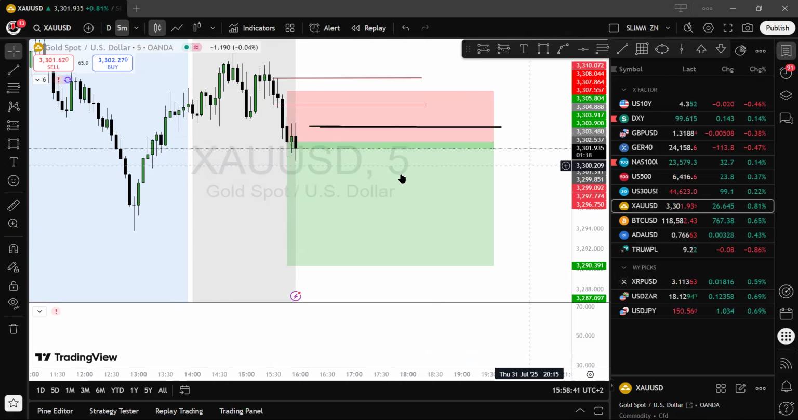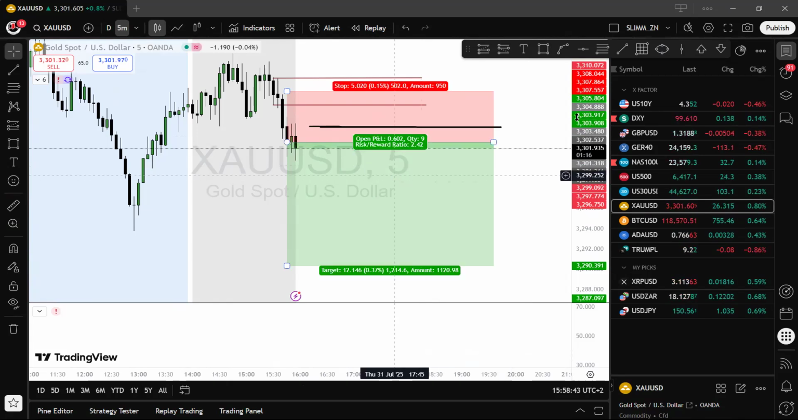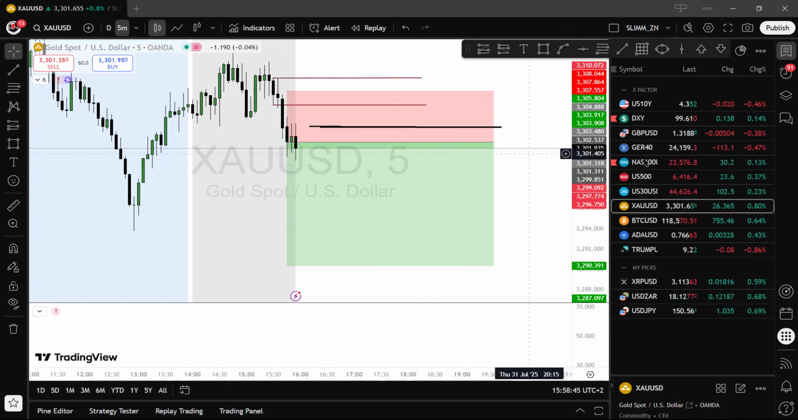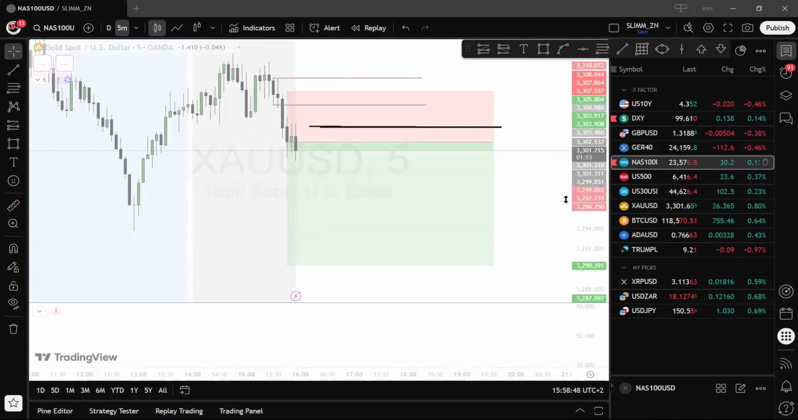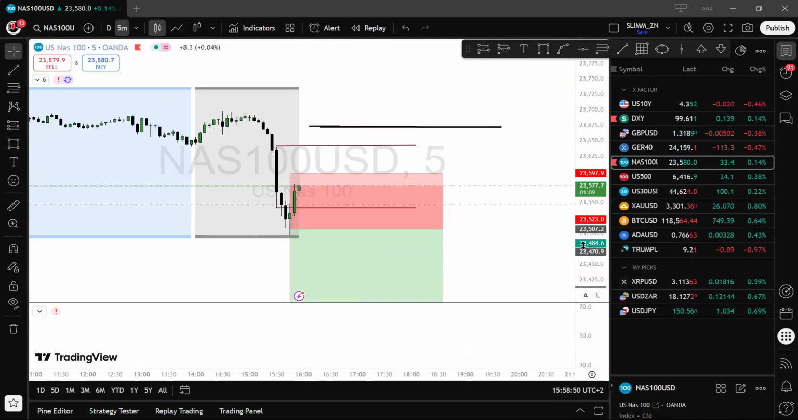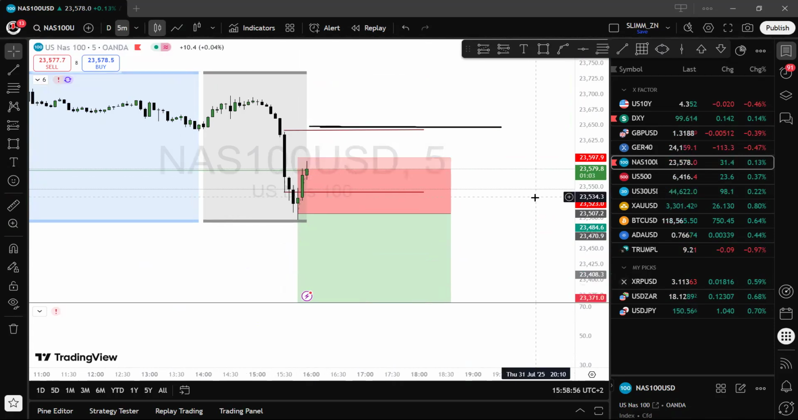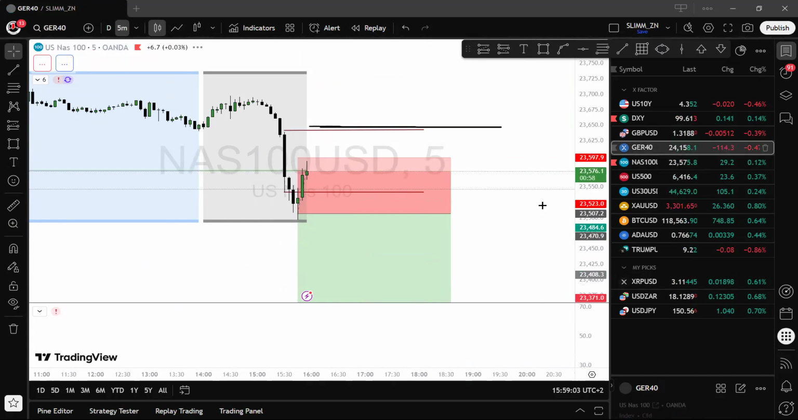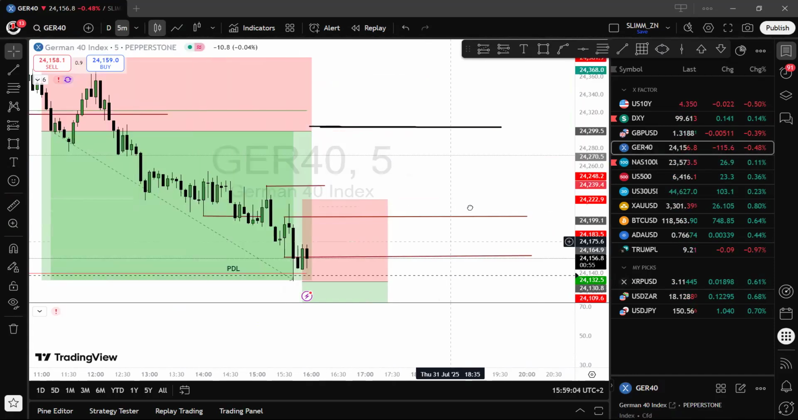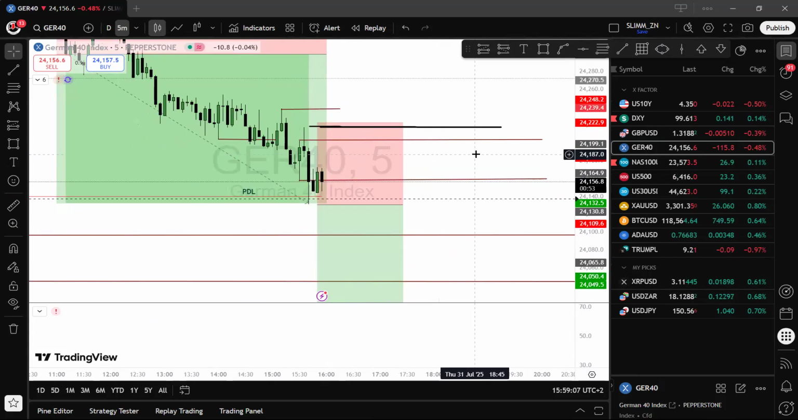All right, so US30 is running, gold is running. Nasdaq, let's see if it's still running. It's almost on the SL. Let's see, almost, yeah, still running as well. So I think those will be our only trades this afternoon. German 40, let's see. Let's see what they do.